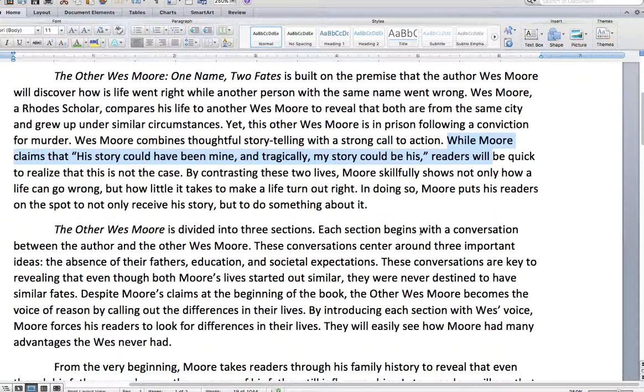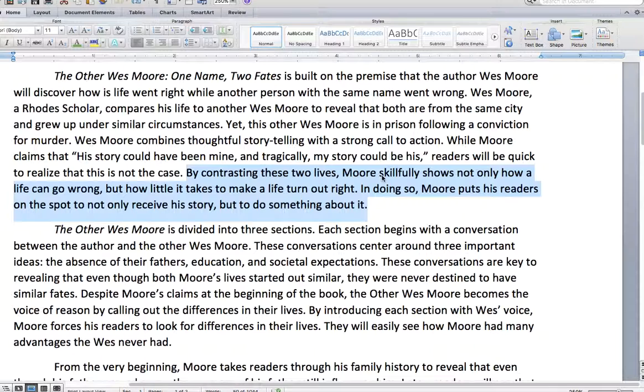So I'm telling you what readers will get from this. By contrasting the two lives, Moore skillfully shows not only how a life can go wrong, but how little it takes to make a life turn out right. In doing so, Moore puts his readers on the spot to not only receive a story, but to do something about it. So here becomes the evaluation. The only really evaluative word I have is skillfully. He skillfully shows. So if I revise this, I would make it probably a little stronger.